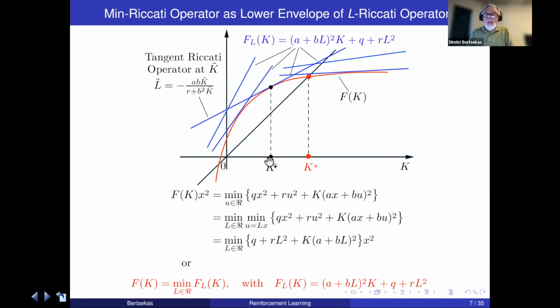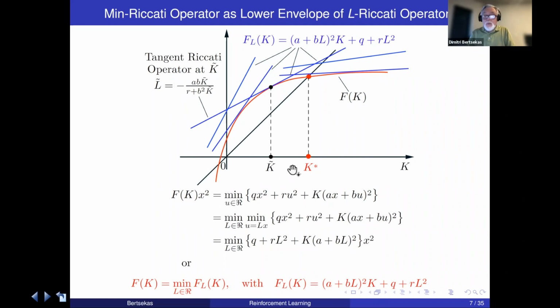And moreover, there are these blue lines coming tangent to the red curve. For a given k, for example, there is a tangent here. And it is tangent because this is a concave function. If it were not a concave function, then it would not be tangent. It would intersect multiple points and so on.